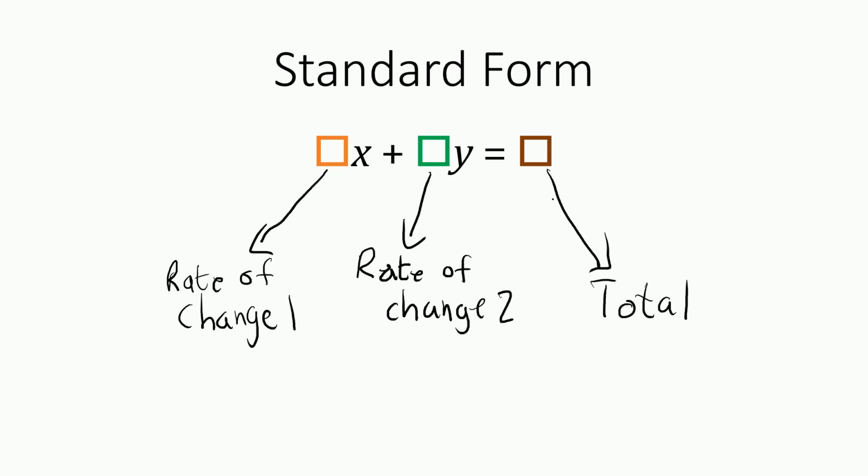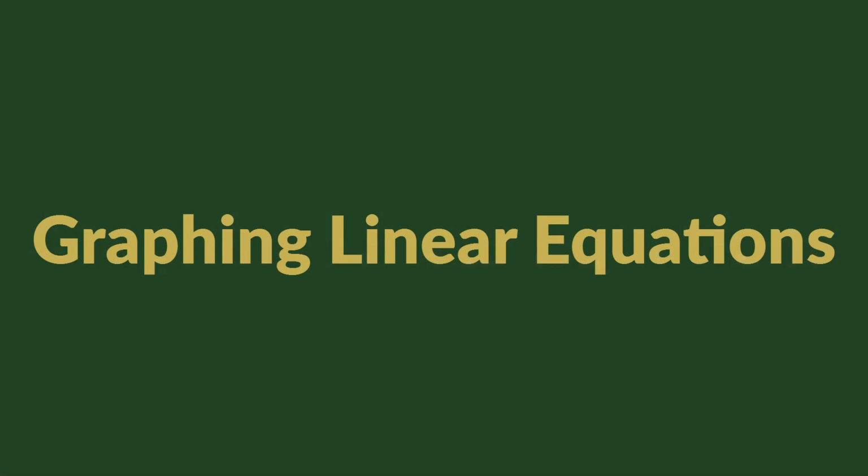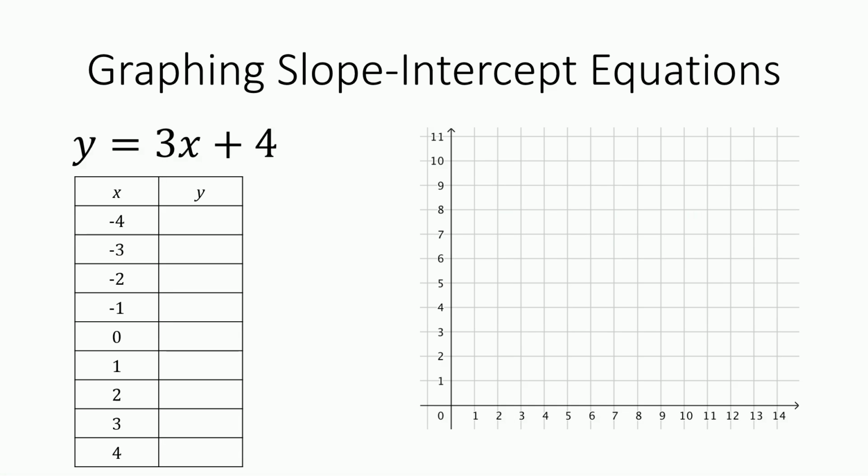So when we graph slope-intercept equations, what we can do is fill in this table with all of the y values for these corresponding x values. And one way that makes the table go real quick is to use the structure of this expression and the structure of a slope-intercept form equation to our benefit.